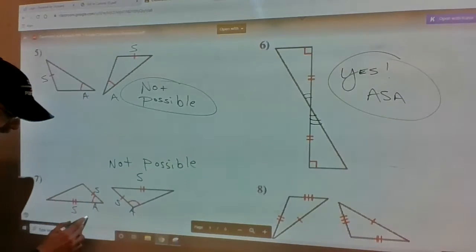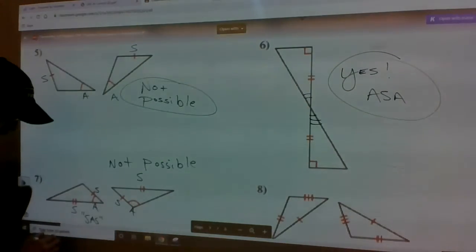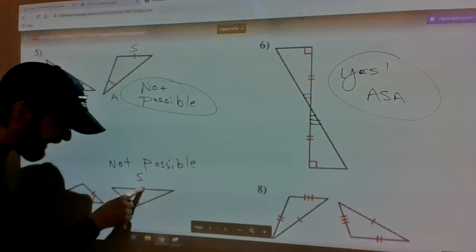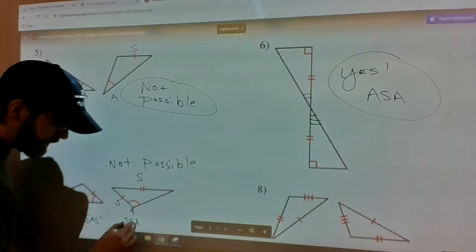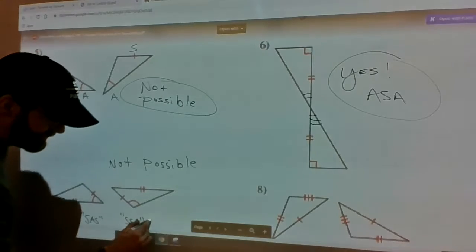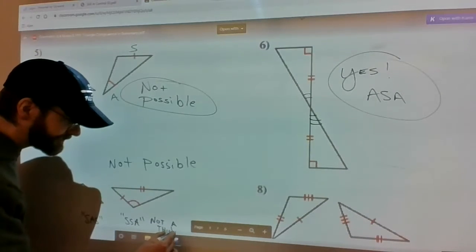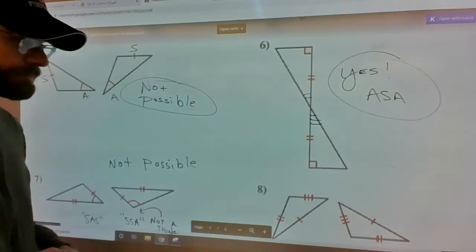Yeah, this one's almost like it yields a side angle side right here. Yet this one has a side angle, which isn't even its own congruence postulate. Not a thing, at least for congruence.